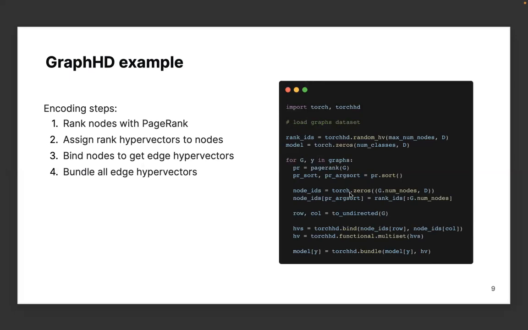So now the node index 0 has the rank ID hypervector that corresponds to its rank. And this goes for all the nodes in the graph. And then at this step, we bind the node IDs that share an edge. So in this, to_undirected G gives you all the edges. So these are the pairs that have an edge. So these are all the edge hypervectors. And then we can combine all the edge hypervectors into a single hypervector using the multi-set operation. And then in order to update our model, we bundle our class hypervector so far with our new hypervector of this graph, and that becomes the new class hypervector of that model, or the prototype hypervector. And this is how you would do a simple graph encoding scheme using our library.